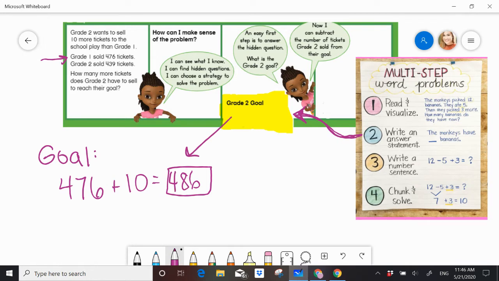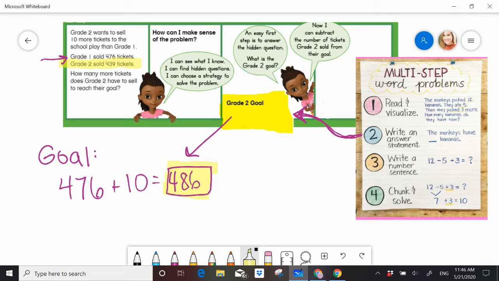Have they sold that many though? No. Grade 2 only sold 439 tickets. So now I need to figure out how many more tickets they need to sell to get 486. Now I can count on to subtract.